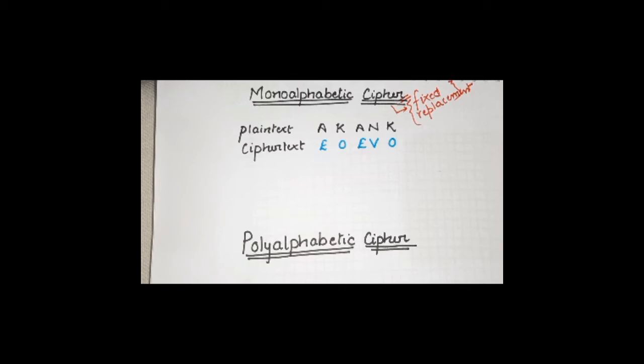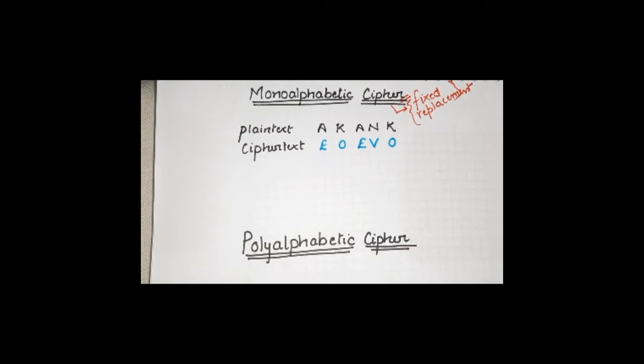That is, the substitution is fixed for each letter of the alphabet. Thus, if A is encrypted to R, then every time we see the letter A in the plain text, we'll be replacing it by letter R in the ciphertext.